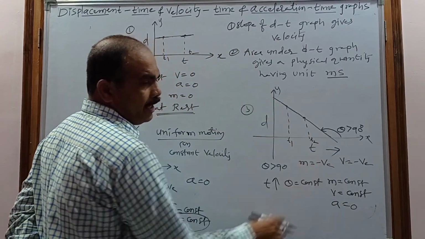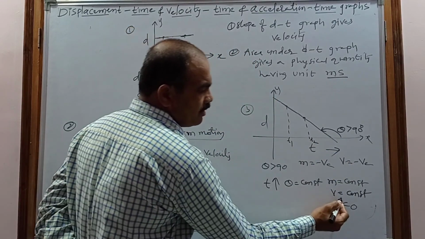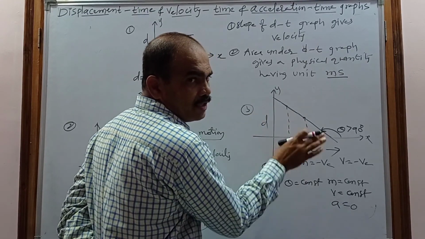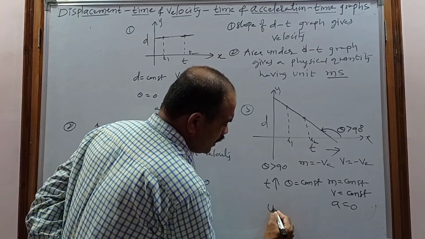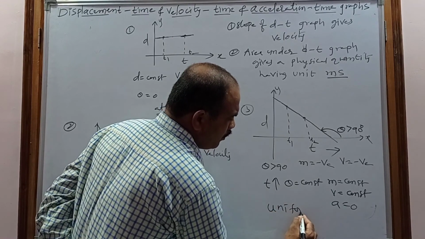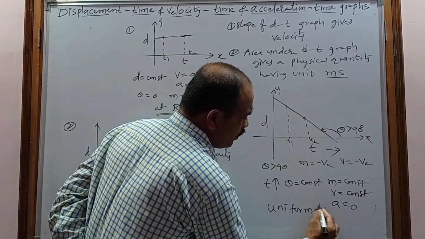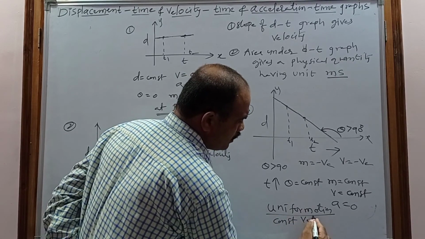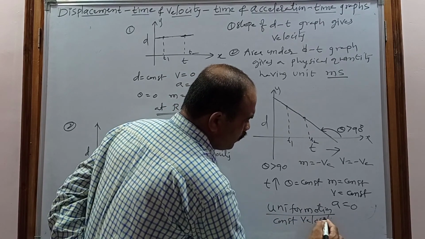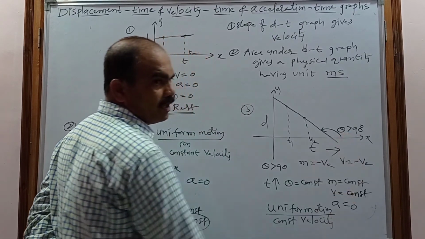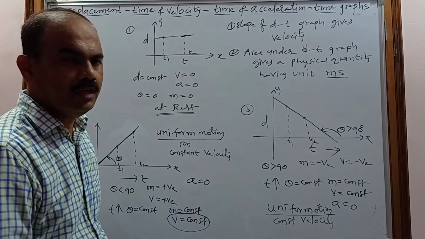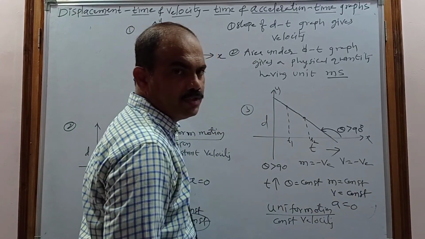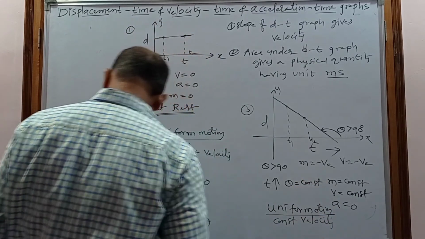Again it represents what? Constant velocity motion, where the velocity does not change with respect to time. So it also represents a body under uniform motion or constant velocity motion, but it starts with a negative velocity, and the velocity cannot change. That's why the acceleration is 0.